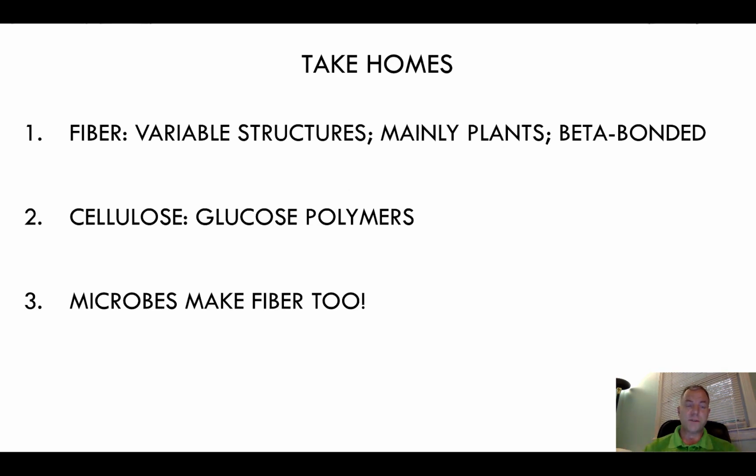All right, so the take-homes for this fiber lesson would be that fiber has variable structures. It's mainly found in plants, a few exceptions. You can see that microbes can do that too, but it's about beta bonding, bonds that we cannot break, and the idea that we're dealing in terms of cellulose with glucose polymers, and glucose polymers with different types of modifications. So those are the take-homes for this fiber lesson.